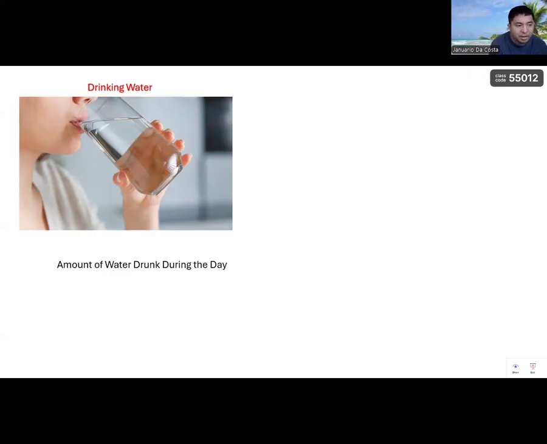The quantity, how do we measure it? Liters, milliliters, gallons, and etc.